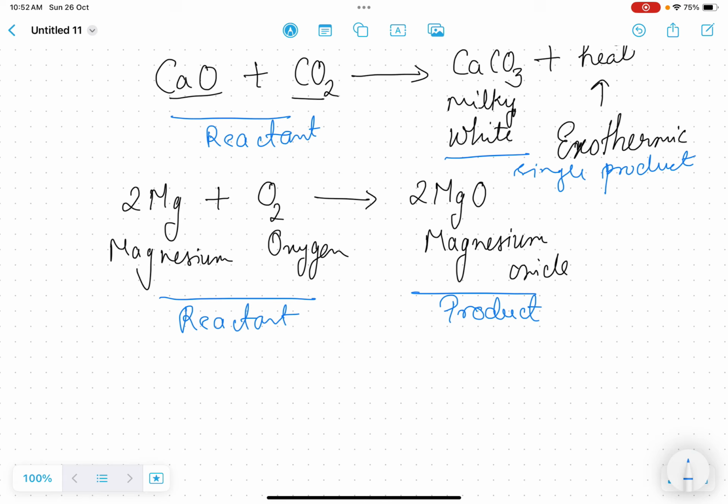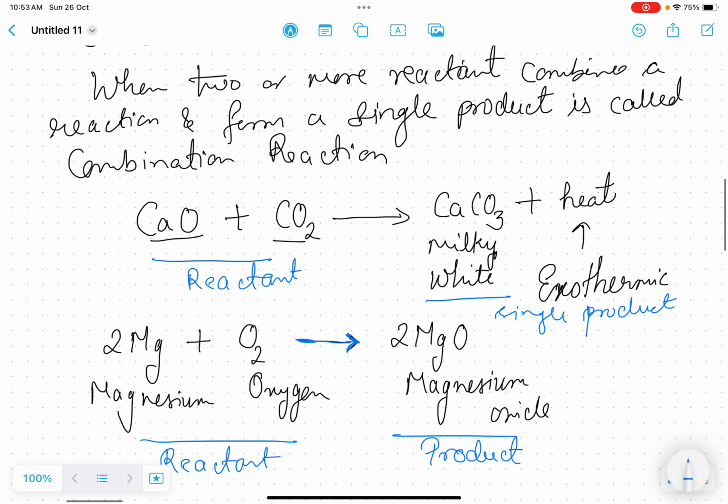You should always know that at the arrow side you should write the product and at the tail side you should write the reactant, or simply you can say right hand side with the product and left hand side with the reactant molecules. This is the first, the combination reaction.